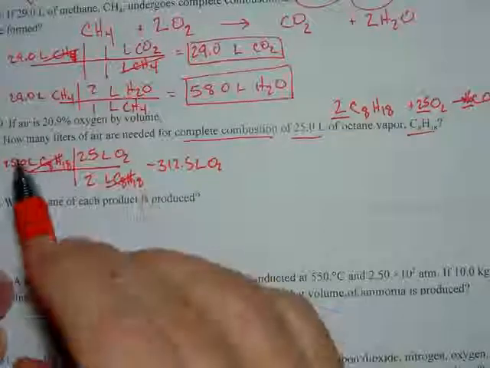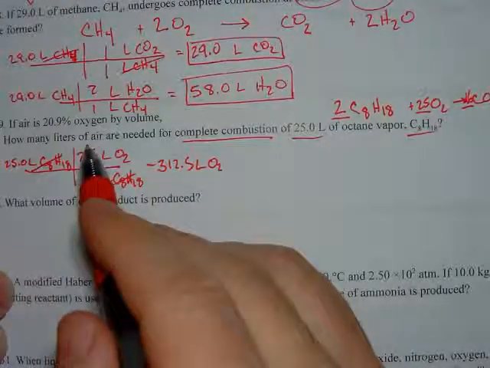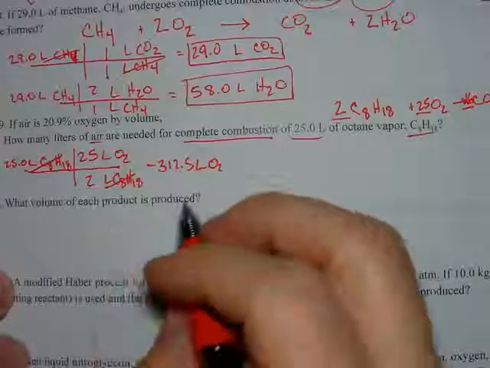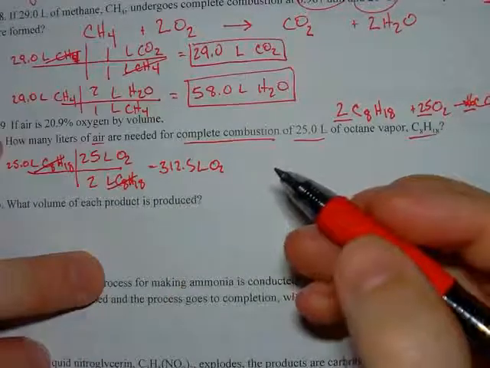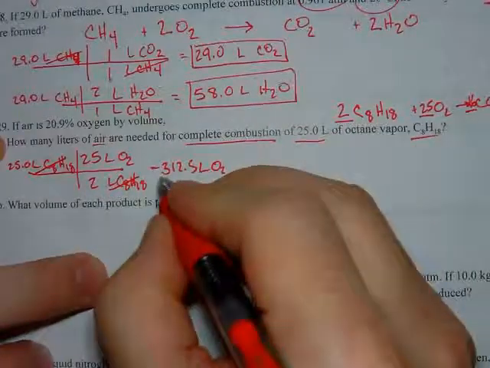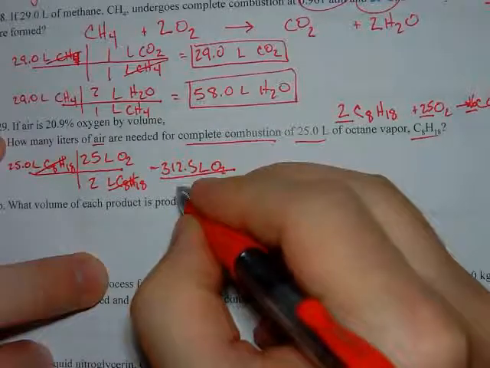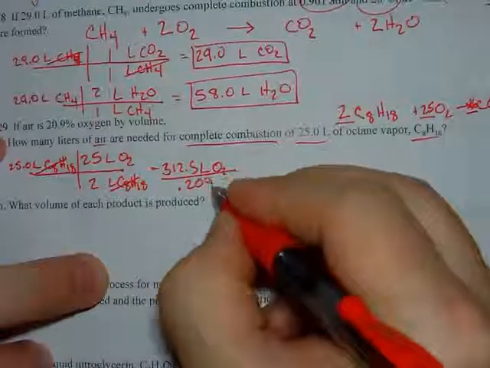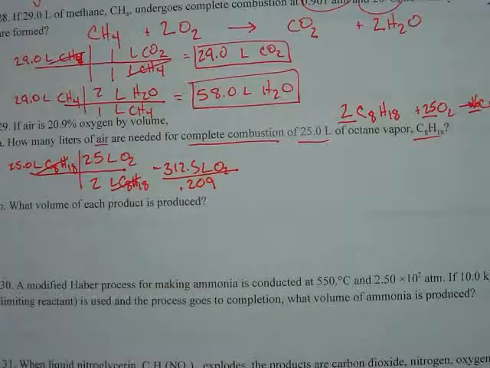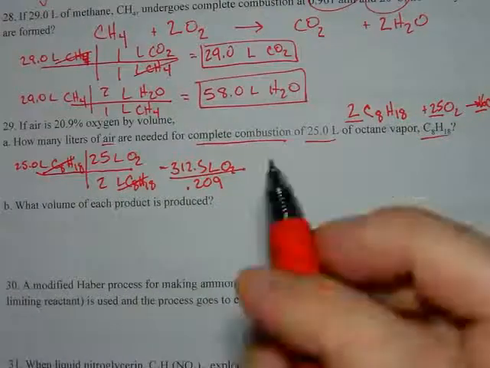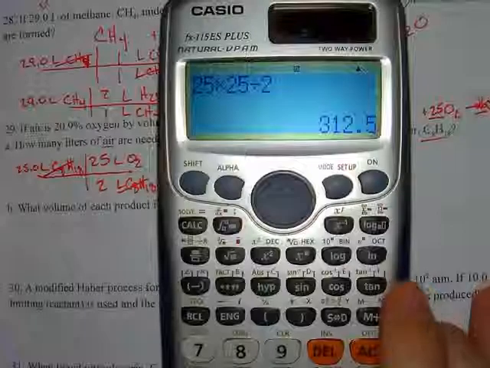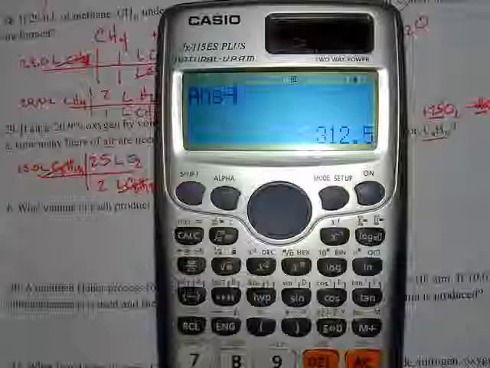But this is not our answer, right? We're being asked for how many liters of air. We know that air is 20.9% oxygen. Now, if you're unfamiliar with this technique, don't sweat it. But all we have to do is divide by the decimal of that percentage. Right? Hopefully you guys remember the relationship between decimals and percentages from math class. That we will actually get the total volume. All right, so divided by 0.209.